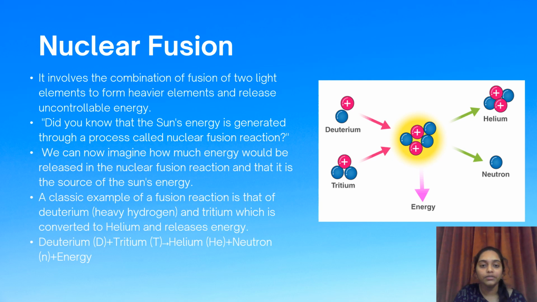Nuclear fusion. Nuclear fusion is a process that involves combining two light elements to form heavier elements and release a vast amount of energy. Did you know that the sun's energy is generated through this process? It's fascinating to think about how much energy is released during a fusion reaction, that it is the source of the sun's energy. One such classic example of fusion reaction is the combination of deuterium, which is heavy hydrogen, and tritium to form helium while releasing energy. The reaction is as follows: deuterium plus tritium gives helium plus neutron and some energy.